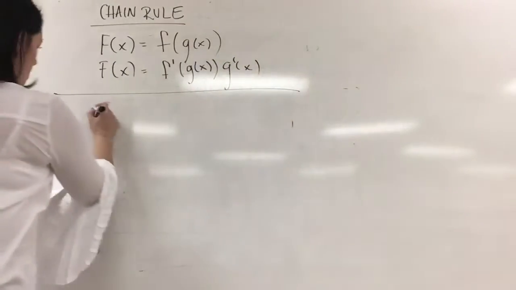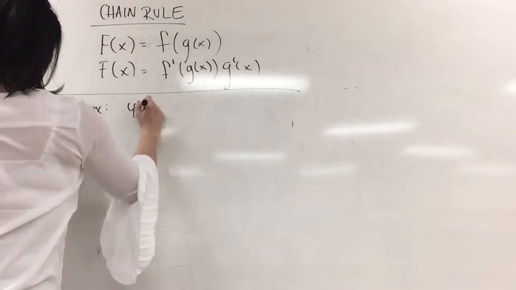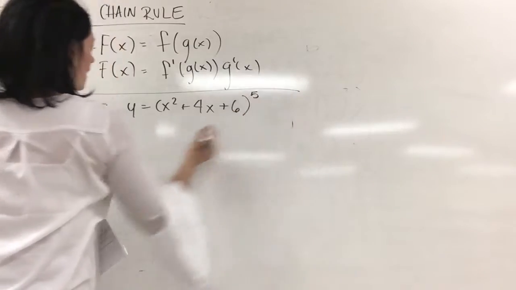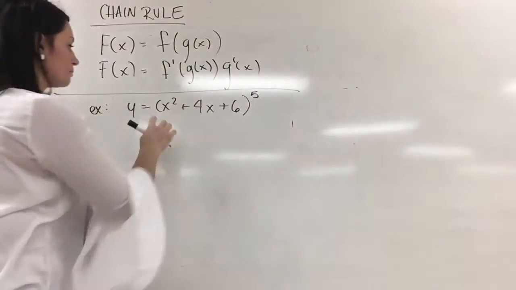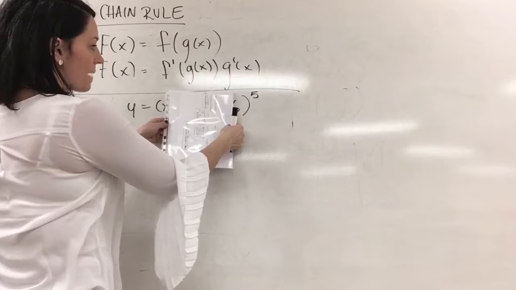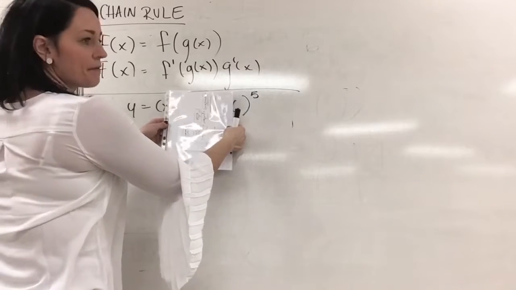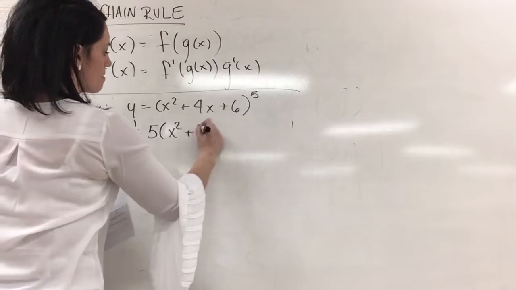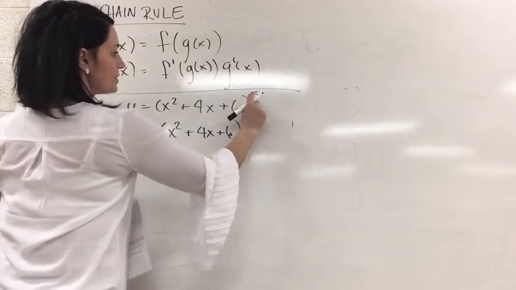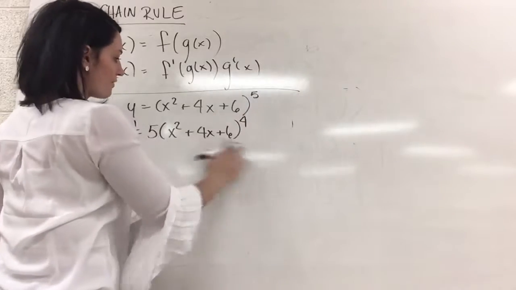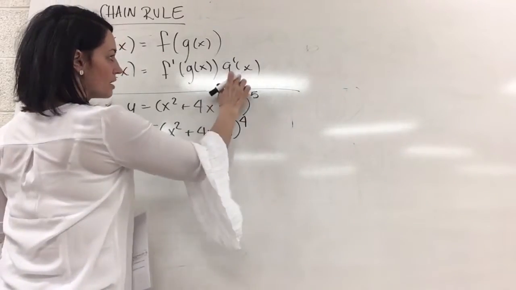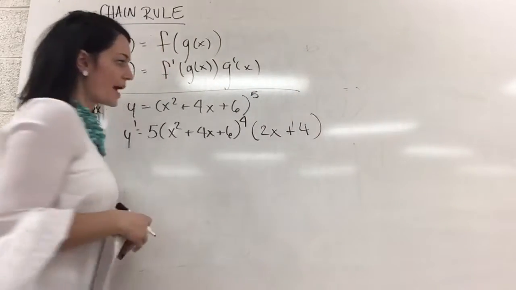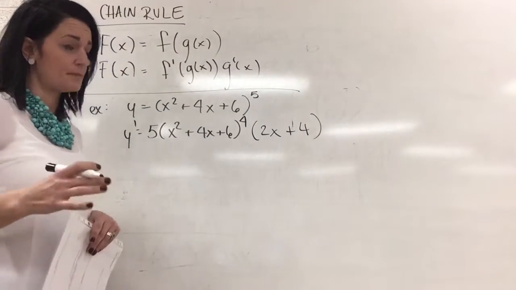So let's look at this. Okay, so my outside function would be something to the power of 5. So how do I find the derivative of something to the power of 5? It would be 5 times something, reduce the exponent by 1. So that's how I find the derivative of the outside function, and then I multiply by the derivative of the inside. So 2x plus 4. Okay? So that's very simply chain rule.